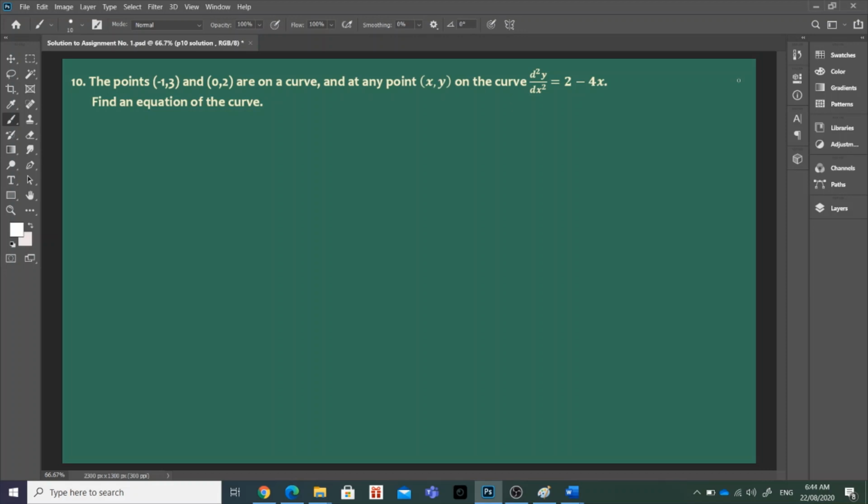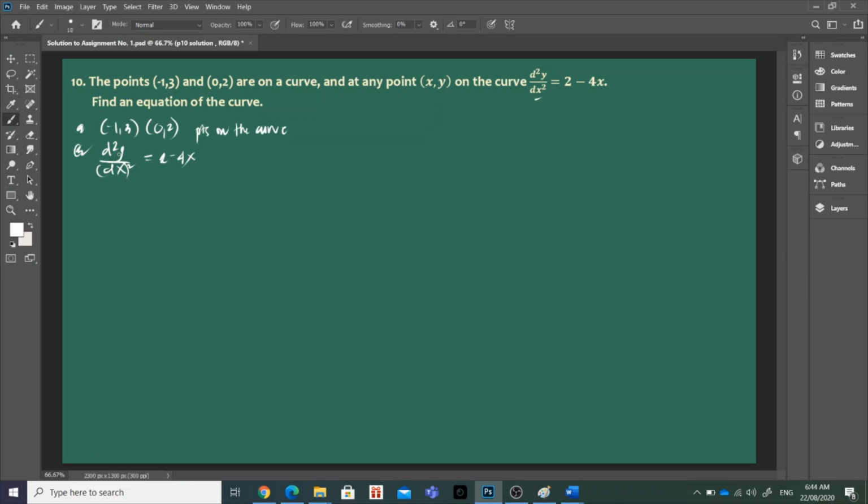So, sa mga ganitong problems, okay, we have to list down ano ba yung given conditions ng ating curve. So, first is that -1, 3, okay, at saka yung 0, 2, okay, are points on the curve. And then we have yung d squared y over dx squared, okay, yung second derivative ng equation ng curve ay 2 minus 4x. So from these two given conditions, magbabase yung ating solution.